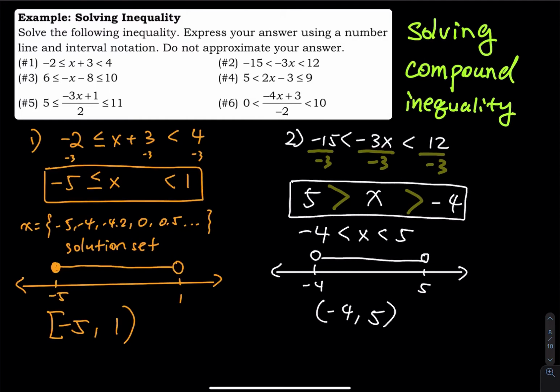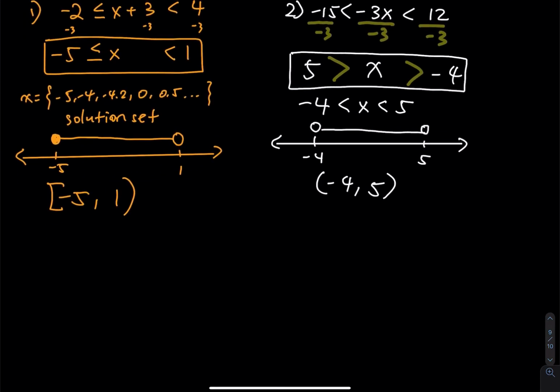And then number 3, we have 6 less than or equal to -x minus 8 less than or equal to 10. So first let's add 8 on each side. Plus 8, plus 8, plus 8. 6 plus 8 is equal to 14. 10 plus 8 is equal to 18. So we have 14 less than 18, which is good.